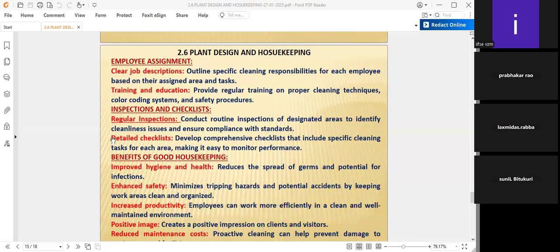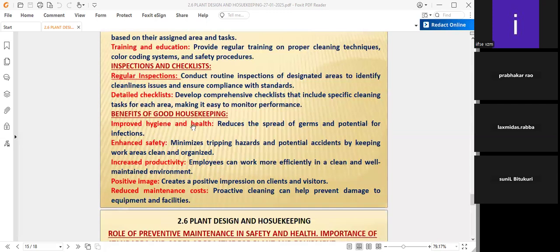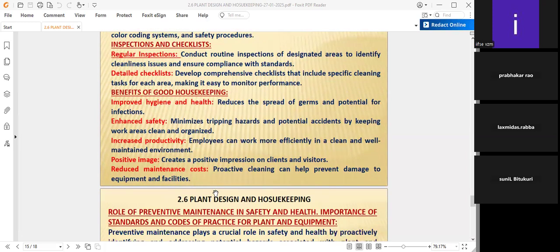Regular inspections, detailed checklist. Everybody knows about this. And the benefits of good housekeeping: improved hygiene and health, enhanced safety, increased productivity, positive image, and reduced maintenance cost. Apart from this, everyone already knows about all these things. I cannot elaborate all of them: improved hygiene and health, safety, increased productivity.